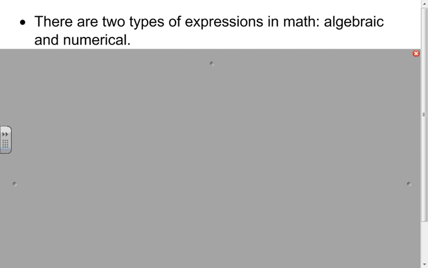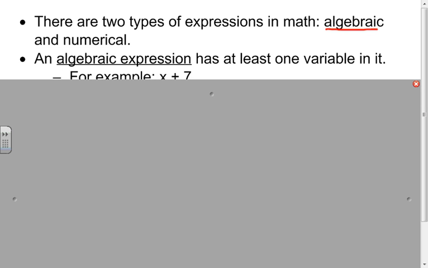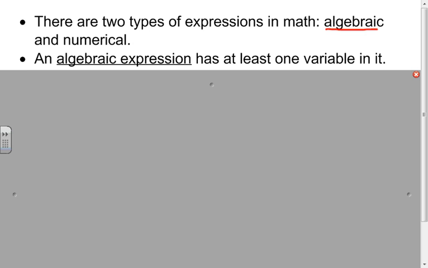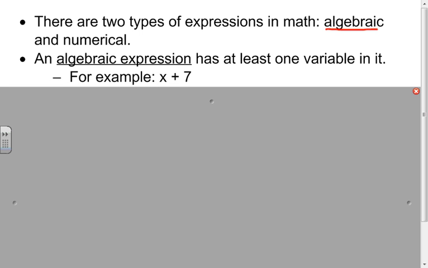More definitions. There are two types of expressions in math: algebraic and numerical. Now, in that word algebraic, you see algebra. An algebraic expression has at least one variable in it. Algebra is all about variables, so algebraic means variable. For example, x plus 7. That expression, x plus 7, has a variable in it, the x, so that is an algebraic expression.